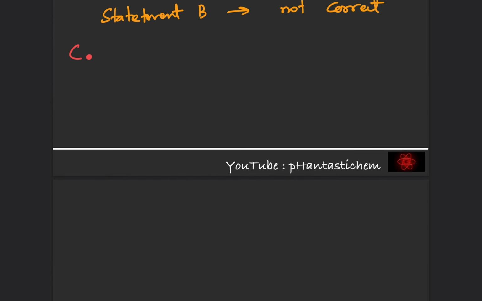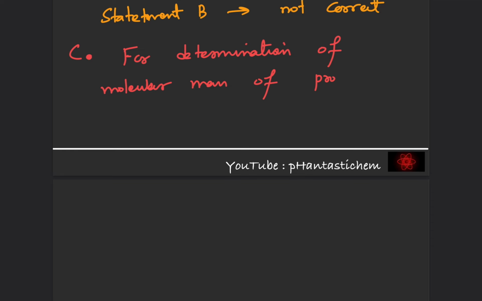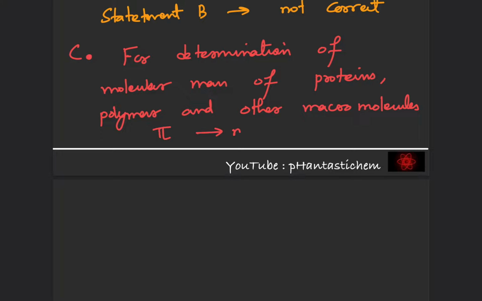I will write it down that for determination of molecular mass of proteins, polymers and other macromolecules, osmotic pressure is the most suitable method. So this is a correct statement.